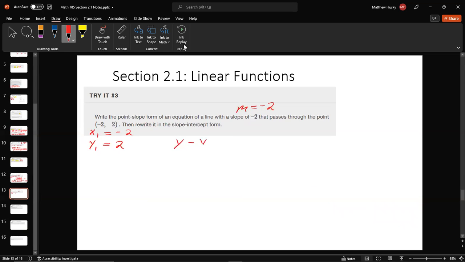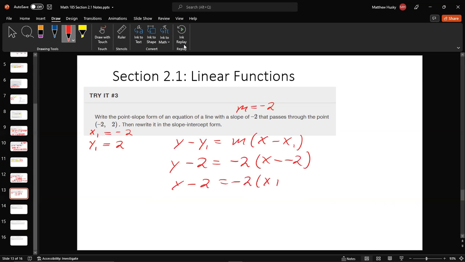So y minus y1 equals m parentheses x minus x1. So let's see, y1 is 2. m is -2. And then that's going to be x minus -2. Again, subtracting a negative is going to be the same as adding. So your point slope form is going to look like this. That's point slope.